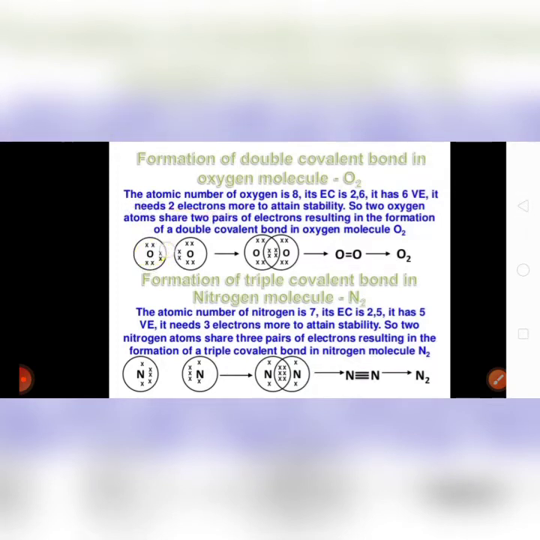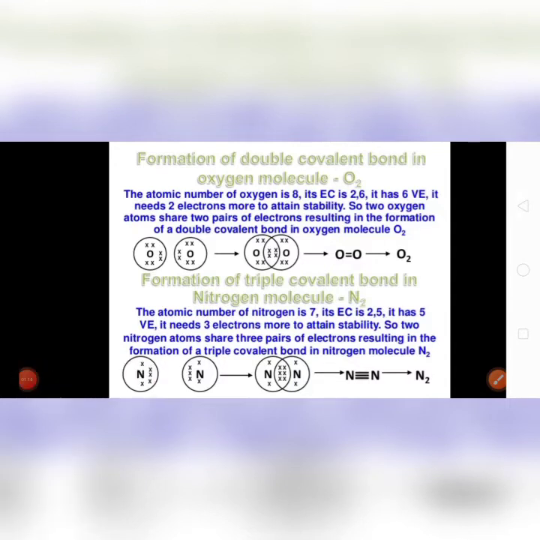So to complete its octet, 2 more electrons are needed, because if we have 8 electrons in its outermost shell, then we will say that our oxygen is stable, right? So to gain that stability, we need 2 more electrons. What it's going to do is share 2 electrons with the nearby oxygen atom. Here we are observing that these 2 oxygen atoms share 2 pairs of electrons, which results in the formation of a double covalent bond in oxygen molecules.